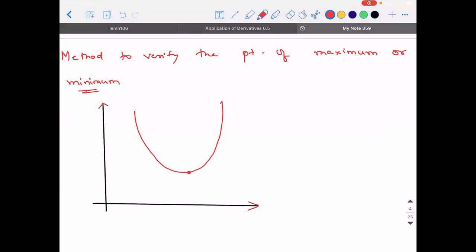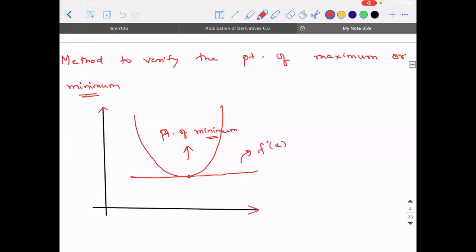See, for example, looking at this graph, tell me what is this? This is the point of minimum. Right? So when it is a point of minimum, what will happen if you draw a tangent exactly at the point of minimum? It is parallel to the x-axis, right? So can I say f dash of x is 0? Yes, sir. So instead of finding f dash of x on the left of a given point and right of a given point, I will just find f dash of x and equate it to 0, so that I will understand whether it is a point of minimum or not.